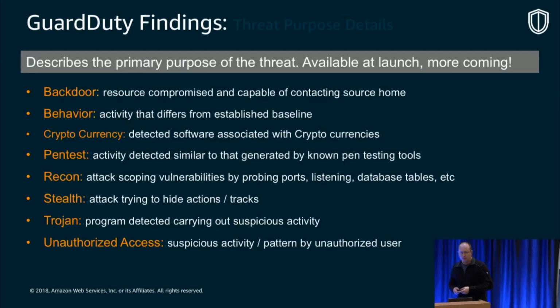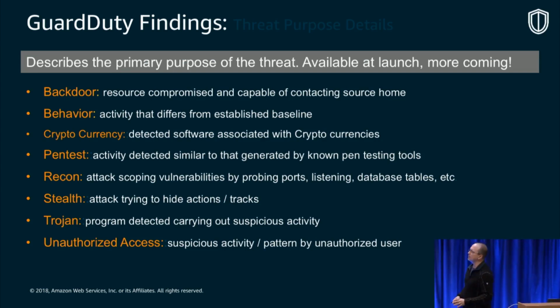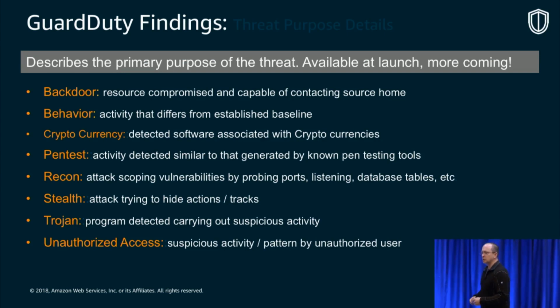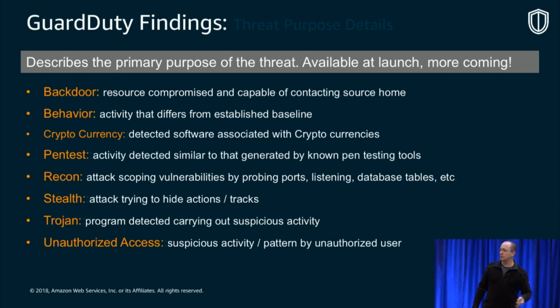All right, so the findings. We didn't really talk about this yesterday, but if you look at it, there were a handful of different general finding types as we look at GuardDuty. So we kind of talked about this, but I'm going to go into it a little bit more today. If we have these types of finding types, right, we have backdoor, behavior, crypto, pen test, recon. Some of these finding types are going to be more critical than other finding types, right?